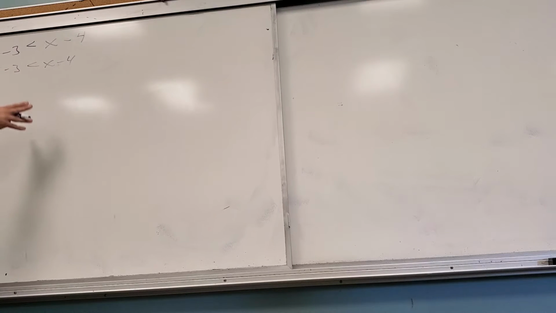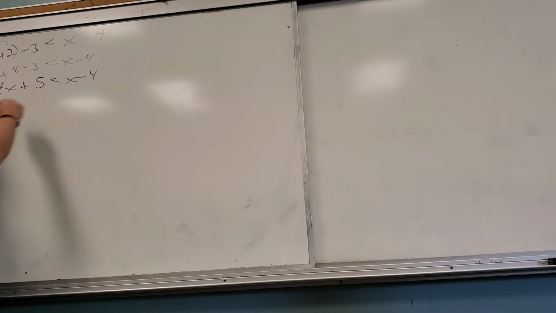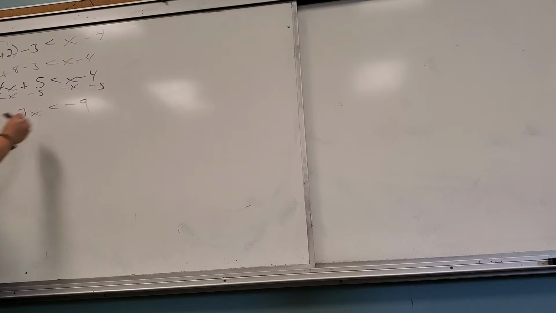Then I add 4x plus 5. What's the next one? Subtract x, subtract 5 at the same time. Divide by 3. Do I switch the sign? No, because I divided by positive 3. I didn't divide by negative. So x is less than -3.